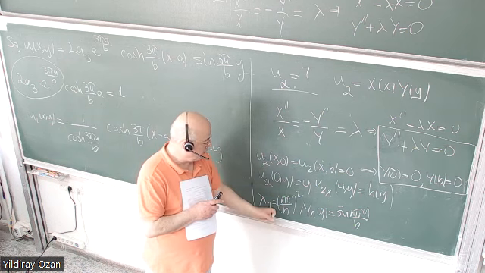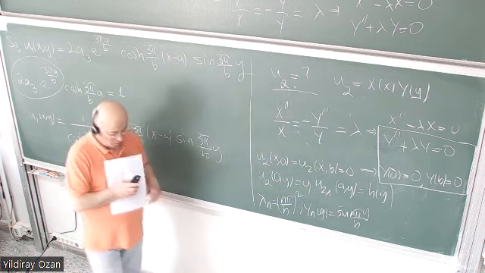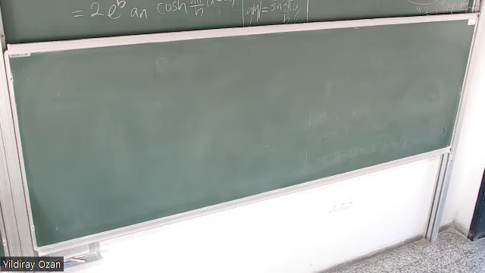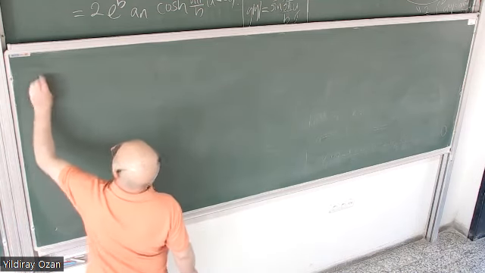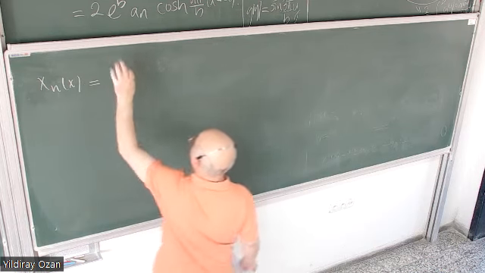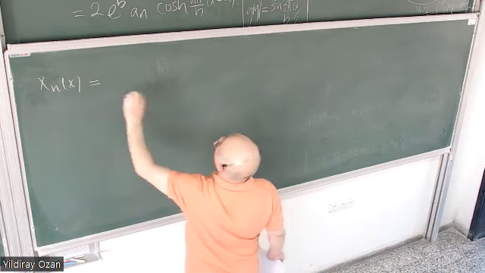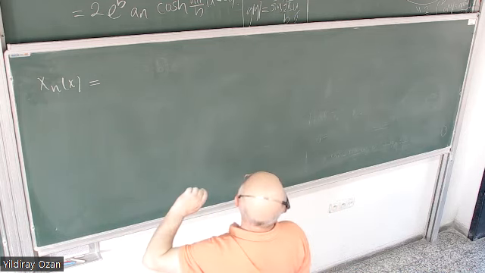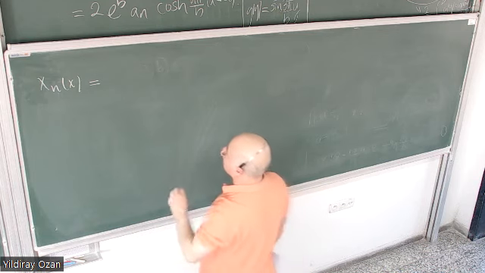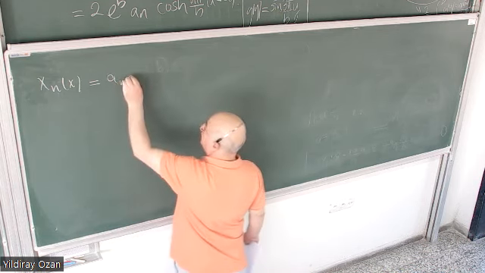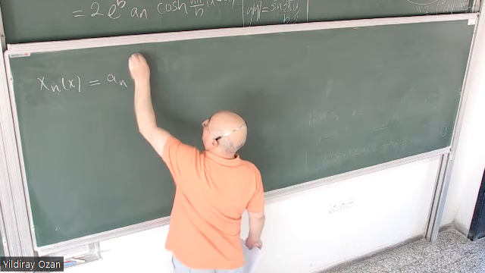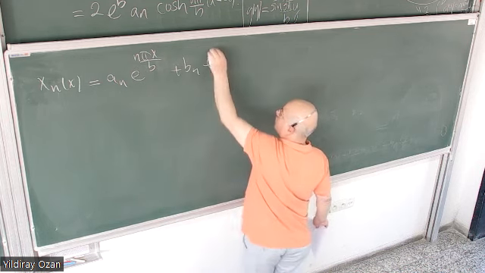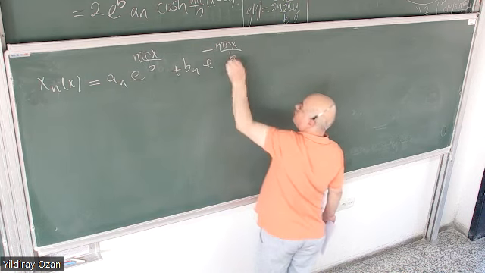Here gives me lambda n and y_n. And for x_n, again we have the same stuff. X_n of x is again the same thing: a_n e to the power n pi x over b plus b_n e to the power minus n pi x over b.